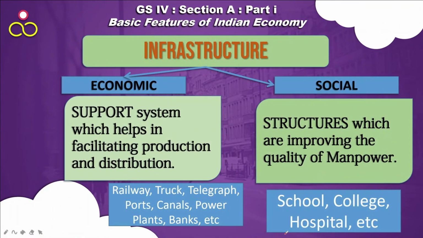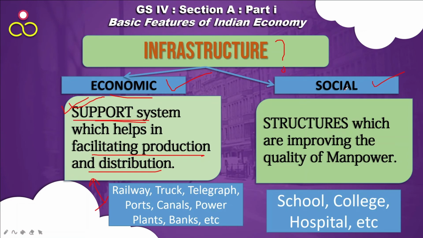Next, coming to infrastructure. Infrastructure क्या होता है? What is infrastructure? Infrastructure can mainly be divided into two classes. One is economic infrastructure, another is social infrastructure. What is economic infrastructure? Economic infrastructure is a support system which helps in facilitating production and distribution of the economy. Okay, these are basically the support system: railway, track, telegraph, ports, canals, power plants, banks, etc. So these, you can see, they support in the production and distribution.